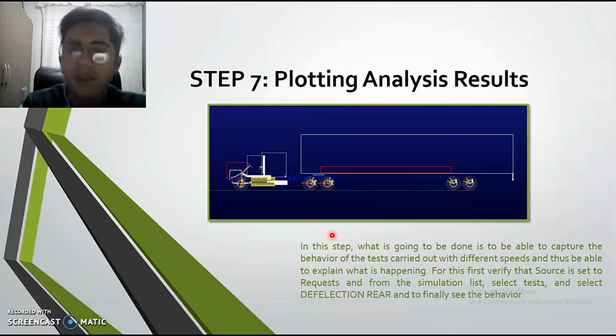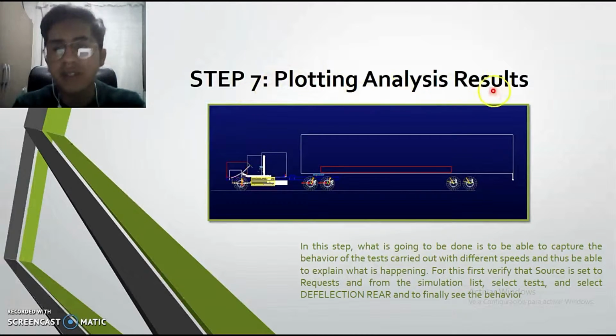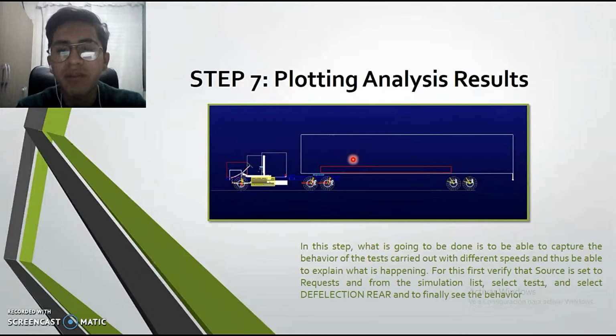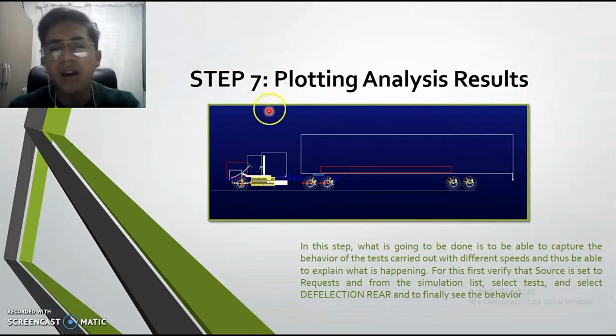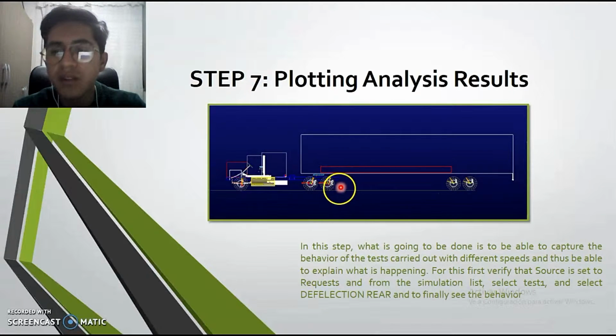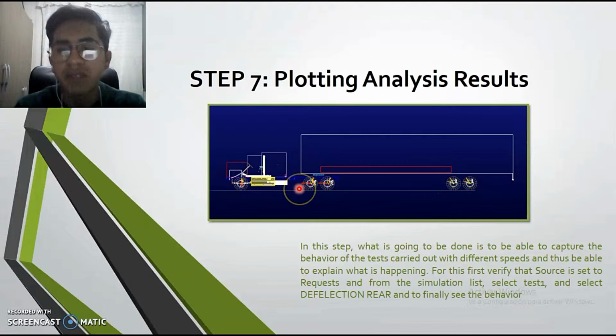Okay. In this case, step 7 is the deflection analysis result. In this step, what is going to be done is to capture the behavior of the tests carried out with different speeds, and be able to explain what is happening. For this, first set the source to request on the front of the circulation list, select test 1 and select deflection, where we can see this behavior. Okay.